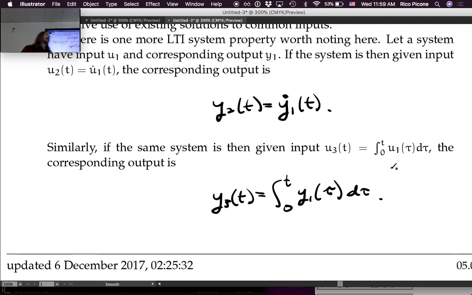Or if you differentiate the input, you differentiate the output. If you multiply the input by 4, you multiply the output by 4. If you add 2 inputs, you just add 2 outputs. It's like everything you would like it to be. It's true for a linear time invariant system.